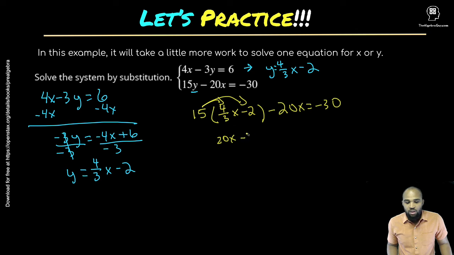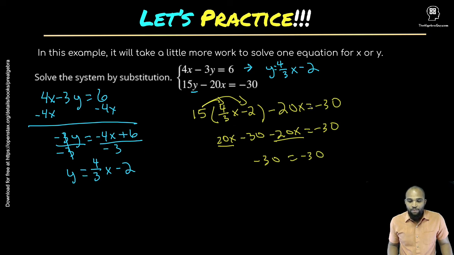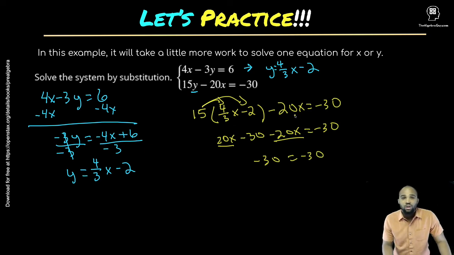15 times negative 2 is negative 30. And negative 20x equals negative 30. Combining my like terms, I got 20x and a negative 20x. So those are going to go away to just negative 30 equals negative 30. So interesting. So what's going on here?